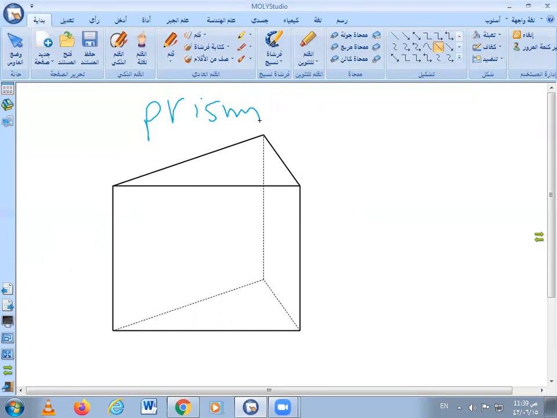Triangular prism has 2 bases and 3 faces. The 2 bases are triangles and the 3 faces are rectangles. It has 9 edges and 6 vertices. Again, 3 faces and 2 bases. The 2 bases are triangles and the 3 faces are rectangles. It has 9 edges and 6 vertices.